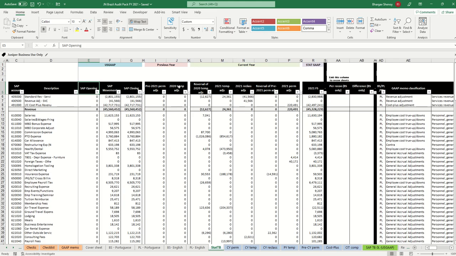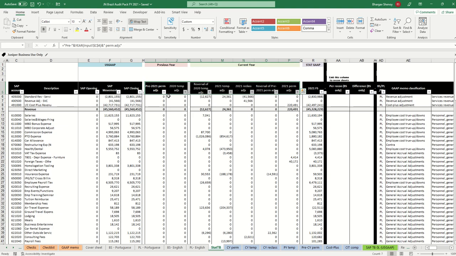And as you might have figured out by now, stat TB is the heart and soul of the entire audit pack, because this is the place from where every number gets linked, either in the tax computation, the GAAP memo, or the financial statements. So a lot of care has to be given while preparing this. Now we have got all these columns.